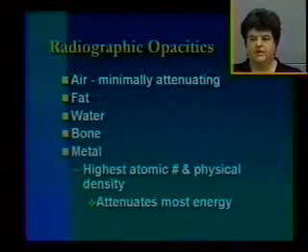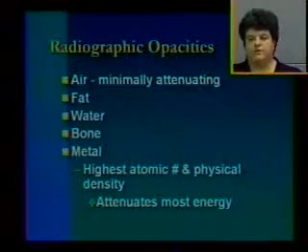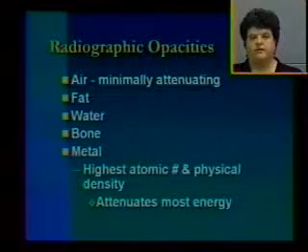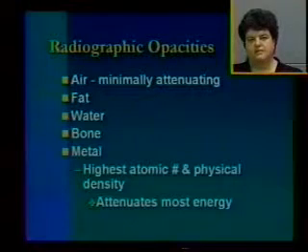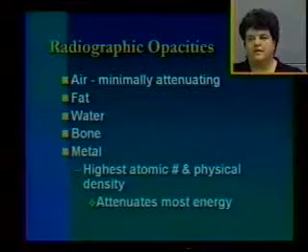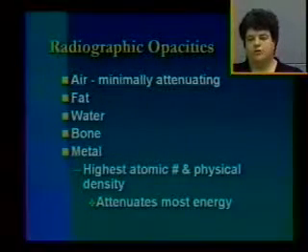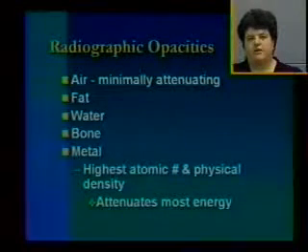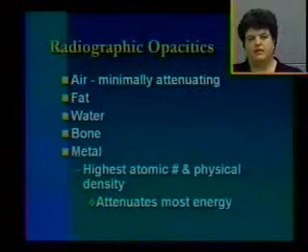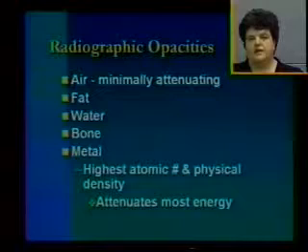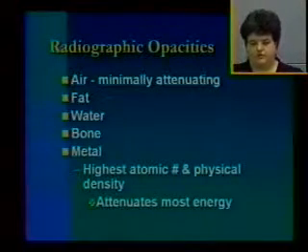Air, which is the least attenuating and appears on radiographs as black. Fat, which is a light gray color. Water, which includes soft tissues, muscles, heart, liver, anything that's water-based, is a medium gray. Bone, which you all know is typically white. And then metal, which has the highest atomic number and physical density, and therefore attenuates the most energy, and it appears as white on a radiograph.